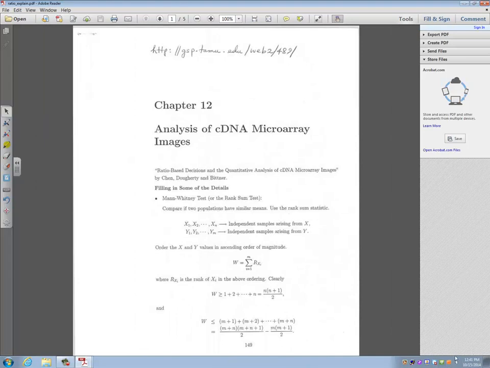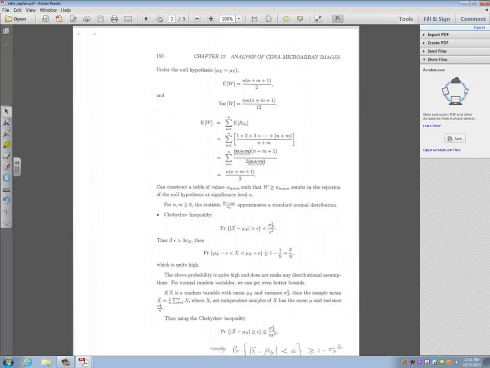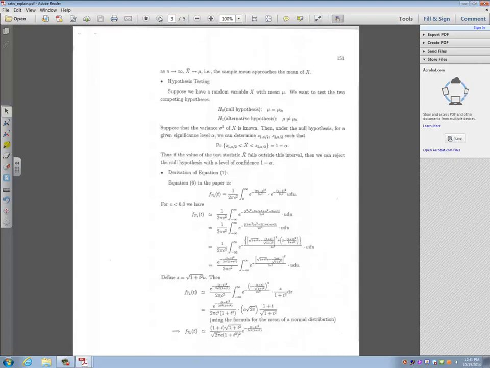Yeah, so we went through this rank sum test, and I discussed that. Then I talked about the Chebyshev inequality, then hypothesis testing, and there are only two things remaining. One is the derivation of equation 7, that you can see here. And I will show you equation 6 and 7. So this part will fill in the gaps when we start looking at the paper, going from equation 6 to equation 7.